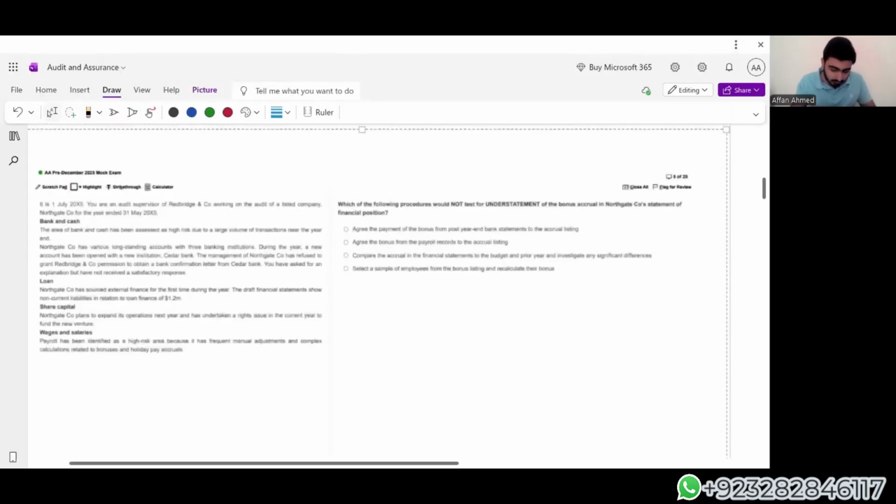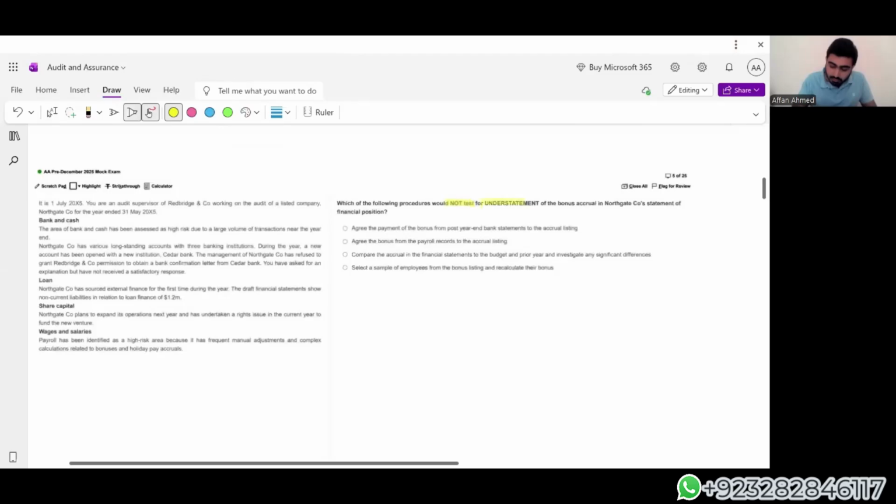Okay. Now here, which of the following procedures would not test the understatement of bonus accrual in Northgate Company's financial statement position? Okay, let's read it. Is there anything regarding accruals? Yes, there is. There are calculations related to bonus and holiday pay accruals. So we are basically trying to identify the area that is not going to identify understatements. Let's see which are not going to identify.